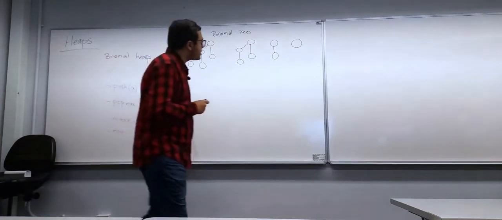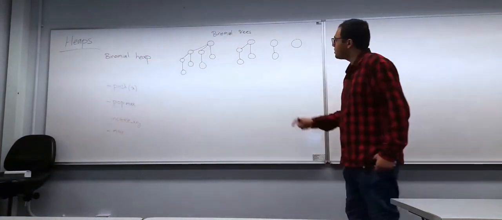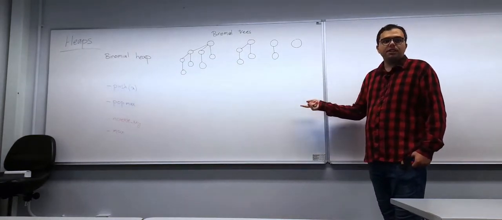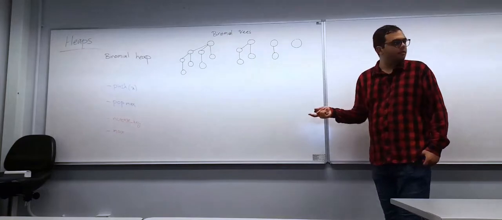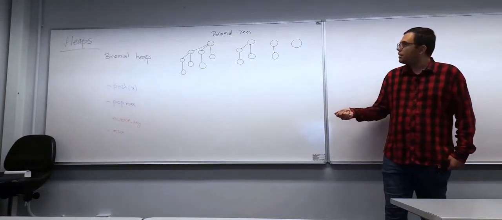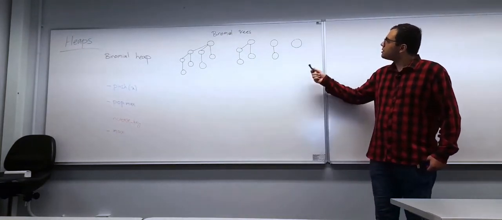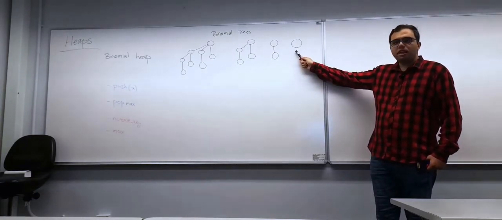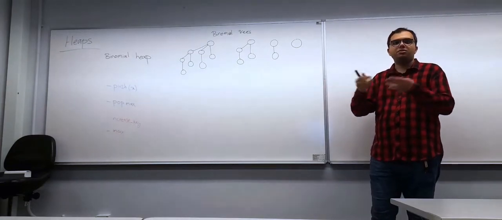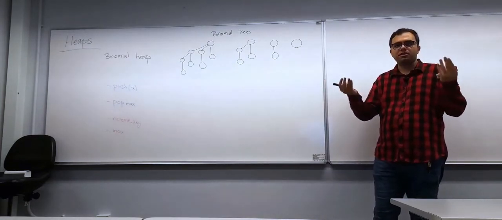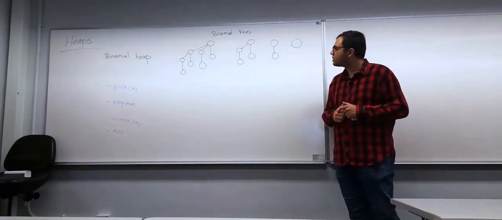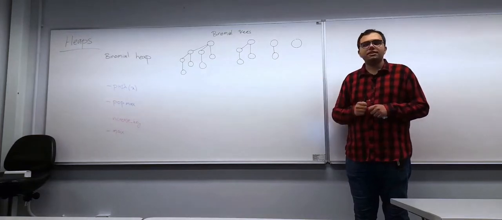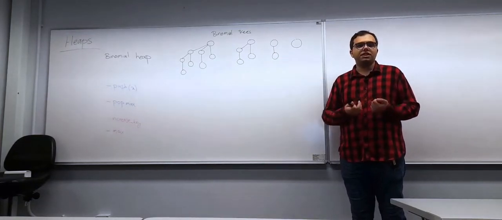So let me ask you some basic questions about these binomial trees. How many nodes do we have in a binomial tree of degree k? Yes, 2 to the power of k. And it's very easy to see that. Again, you can do that inductively. A binomial tree of degree 0 has 1 node, and a binomial tree of degree k is basically 2 binomial trees of degree k minus 1. So you have 2 to the power of k. And what can I say about the height of these trees? What is the height of a binomial tree of degree k?